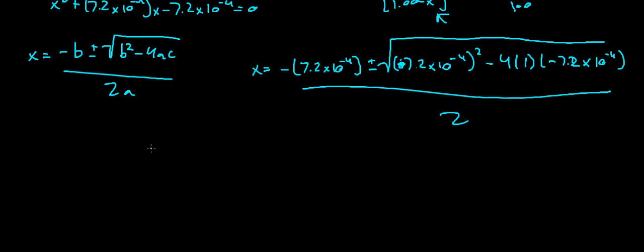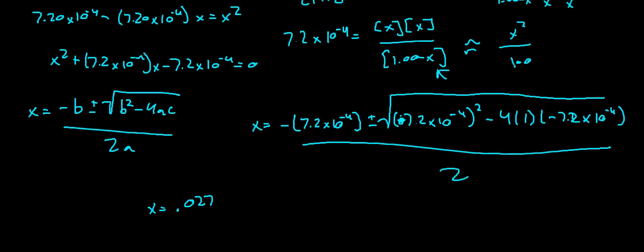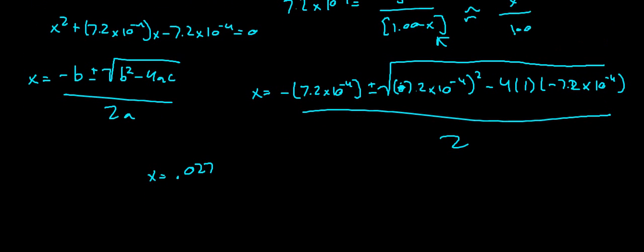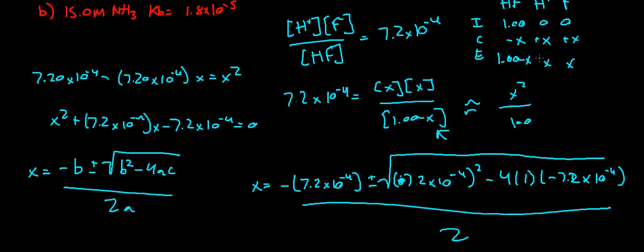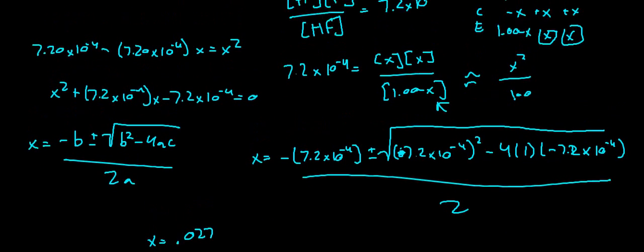And this ends up being equal to, what did I calculate that to be? 0.027. The other one was a negative number. Plus or minus. This is a plus, obviously. A negative won't be a negative change. So now I have the concentration, 0.027. All I care about is the concentration of hydrogen if I'm looking for the pH.